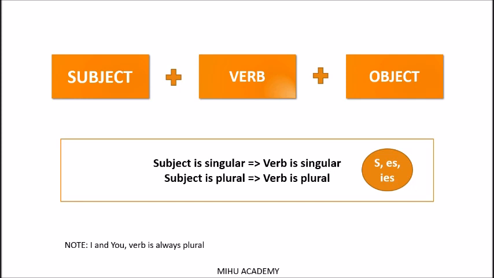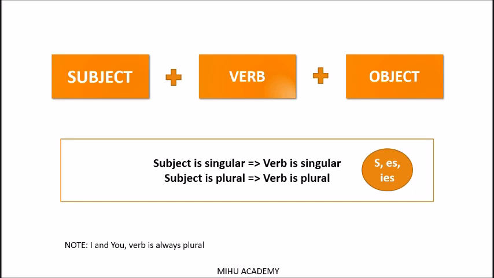When it comes to a sentence, we see three things: subject, verb, object. We have seen what a verb is and what the different types of verbs are. Now, subject and verb agreement deals with the subject and the verb. So the basic rule that we need to remember is, if the subject is singular, then the verb is also singular. If the subject is plural, the verb is also plural.